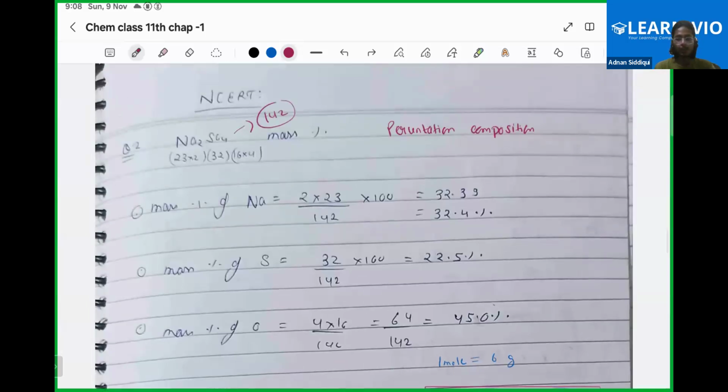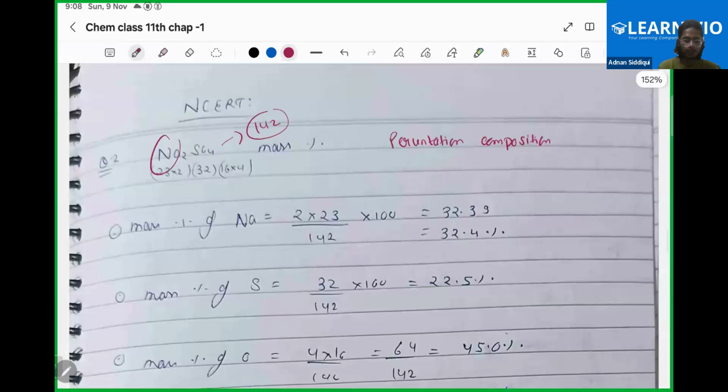This is percentage composition. This is the simple percentage formula: pure mass divided by total mass. So if you are talking about sodium, put the sodium mass here and divide by the total molecular mass, multiplied by 100. Divided by molar mass, right? Okay.